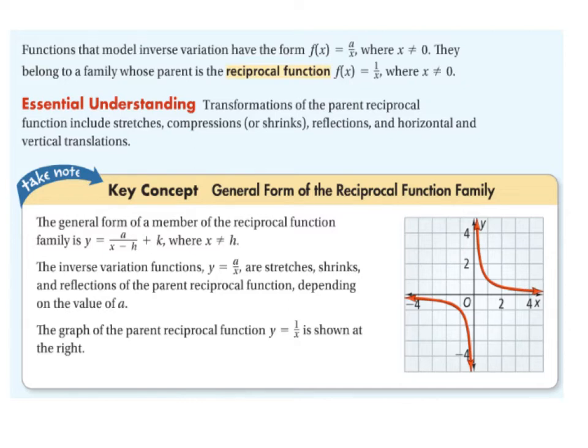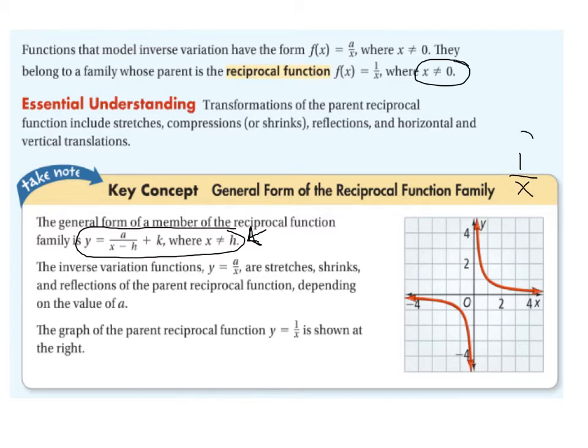So our parent function is 1 over x, and that's going to be the same always. Now, we have this function to base our transformations off. One thing that always has to be true is x cannot equal h, because then that would have 0 on the bottom, and you can't have 0 on the bottom of a fraction.